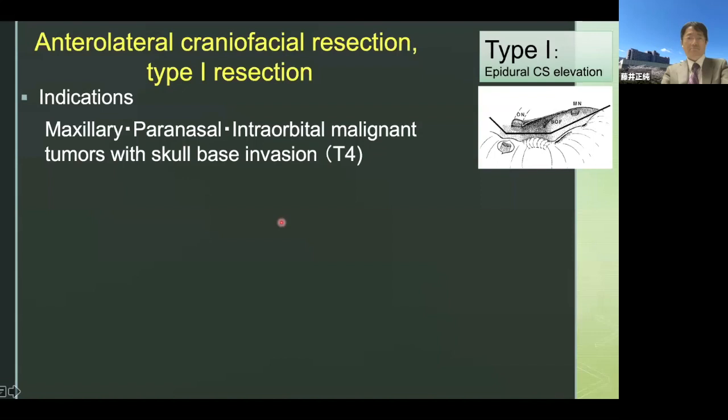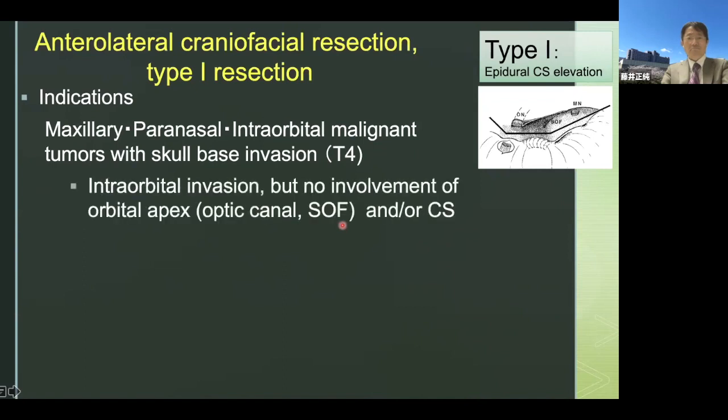And let me explain about the indications of type 1 resection. Maxillary and paranasal intraorbital malignant tumors with skull base invasion. This is T4, very advanced, locally advanced malignancies. And intraorbital invasions, but no involvement of the orbital apex, optic canal, superior orbital fissure, and/or cavernous sinus.